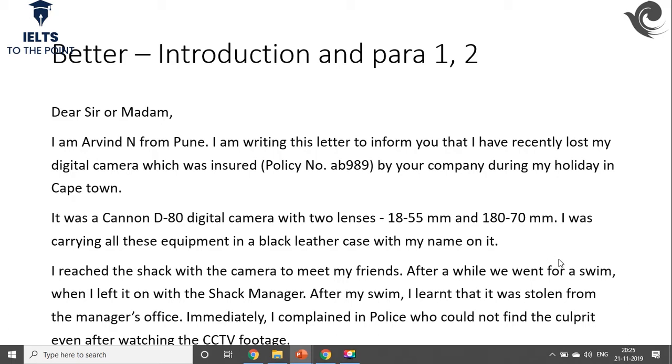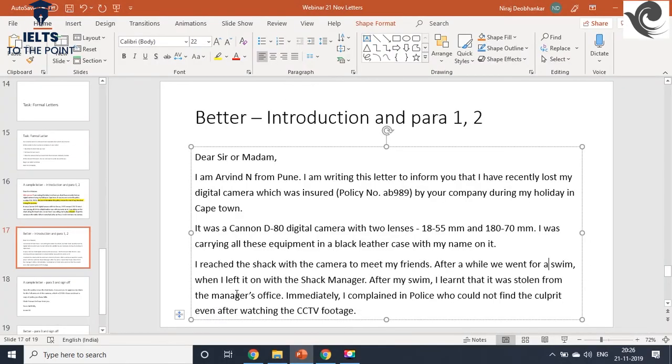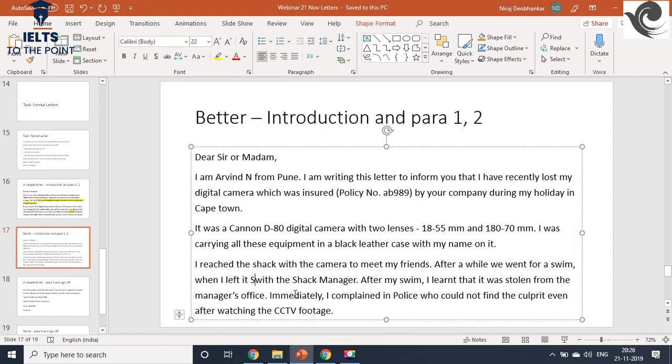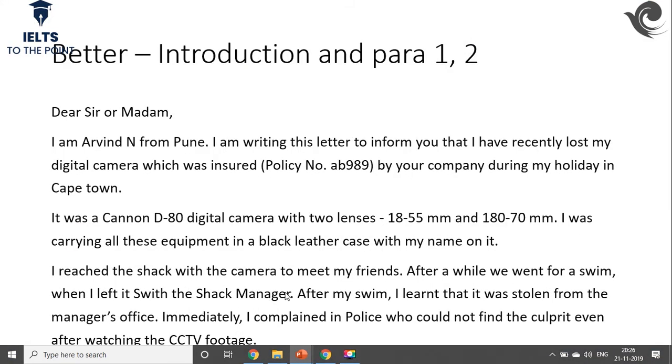When I left it, it means what? The camera. Left it on with. On is not necessary. Left it with. I'm sorry. Okay. Left it with the shack manager. After my swim, I learned that it was stolen from the manager's office. Immediately, I complained to the police, who could not find the culprit even after watching the CCTV footage.